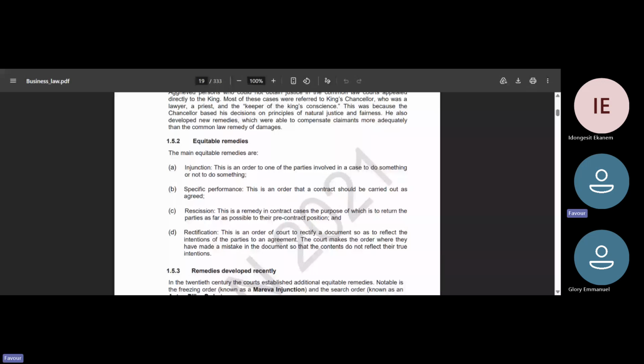It makes the order where there has been a mistake in the document so that the contents reflect the true intention. If we agreed on A and it's showing B, it means that what the document is showing is different from what we agreed. So it's showing a different intention. If someone should pick up that document, you will have a different perception of what we agreed on. So it's basically trying to correct that document to reflect that we agreed on A. So the document should be showing A, right?